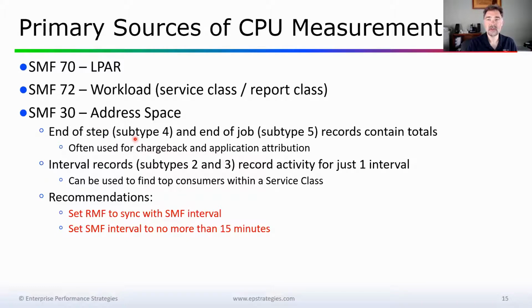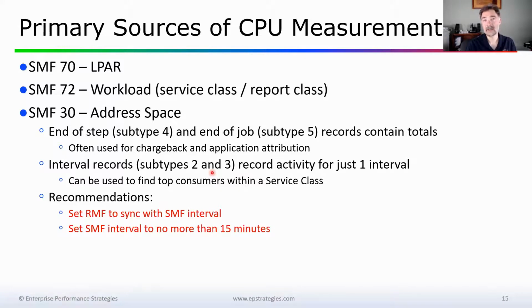The SMF 30 have several subtypes that are of interest. The end of step records are the subtype 4, the end of jobs are the subtypes 5s. Those are often used for chargeback or application attribution of CPU consumption. Sometimes the interval records, which are subtypes 2 and 3, are also used for chargeback.